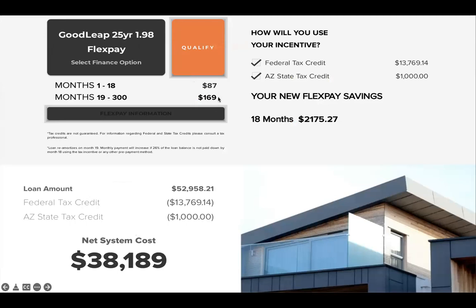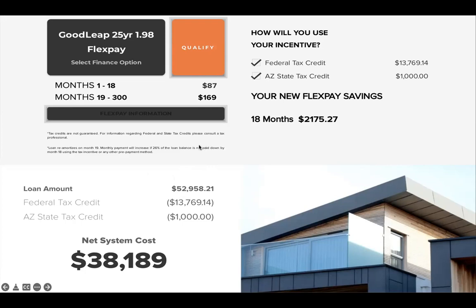Why is that? Well, if they don't reinvest it, it's your money. Decide what you want to do with it. If they don't reinvest this, they don't have to, but now they're going to be financing the full 52,000 term. If they reinvest it, their total net system cost is only going to be $38,189. That's it. So on payment 18, they're going to re-amortize the loan, which is essentially like a free in-house refinance, right? They're going to do it automatically.